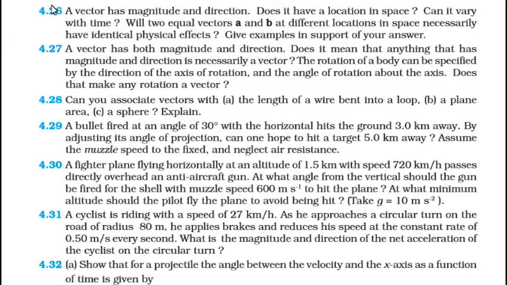Now let us do the next sum, which is 4.26. A vector has magnitude and direction. Does it have a location in space? Can it vary with time? Will two equal vectors A and B at different locations in space necessarily have identical physical effects? Give examples in support of your answer.